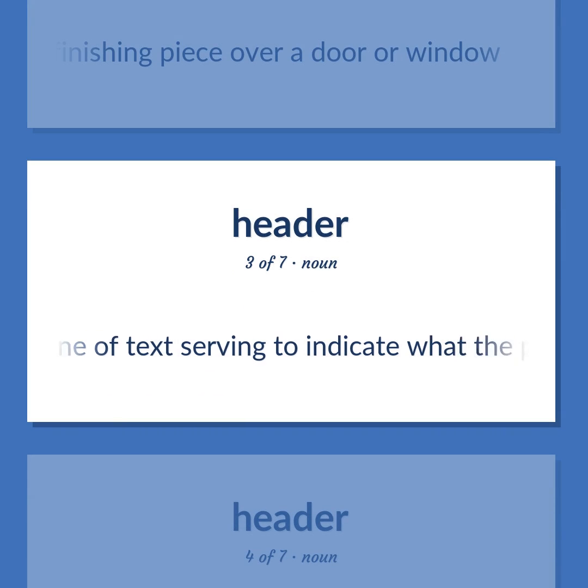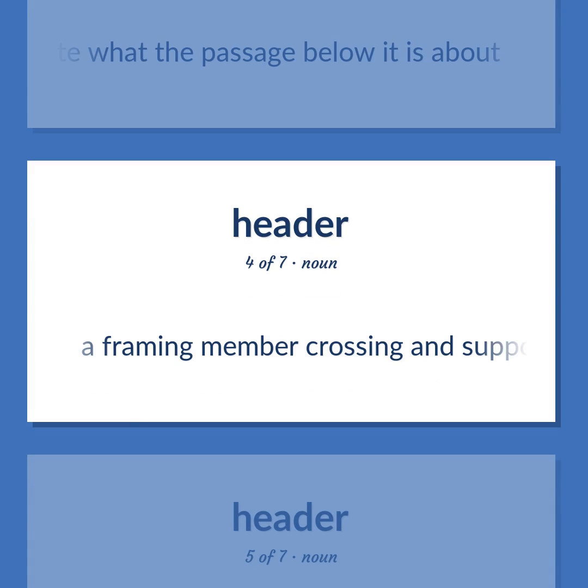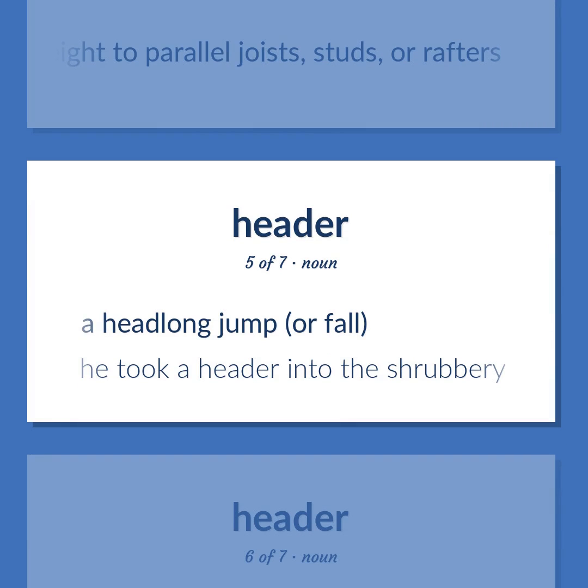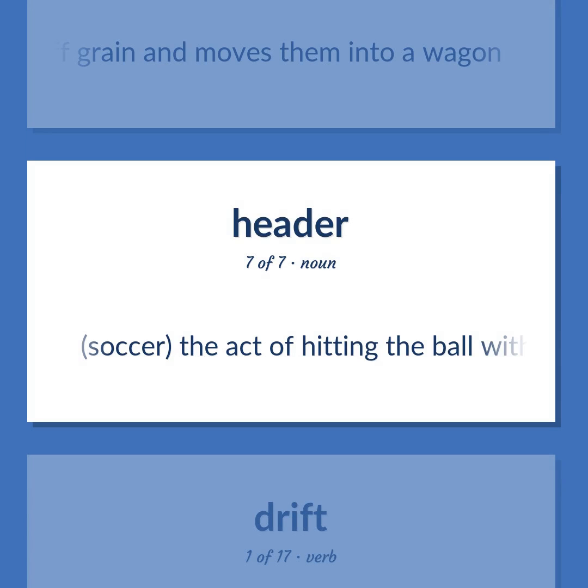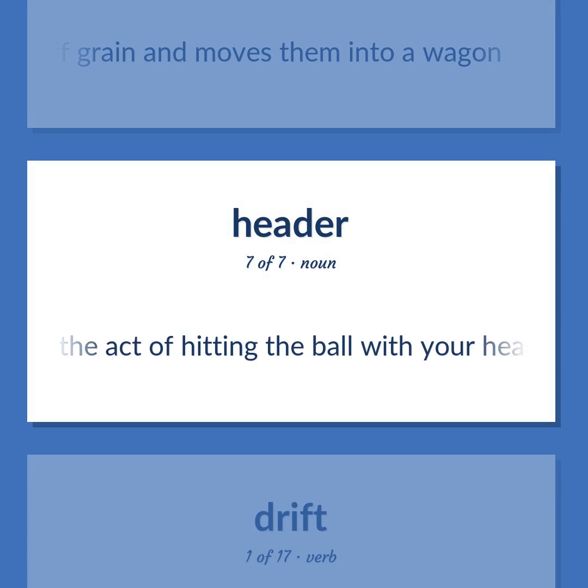A line of text serving to indicate what the passage below it is about. A framing member crossing and supporting the ends of joists, studs, or rafters so as to transfer their weight to parallel joists, studs, or rafters. A headlong jump, or fall. He took a header into the shrubbery. A machine that cuts the heads off grain and moves them into a wagon. Soccer. The act of hitting the ball with your head.